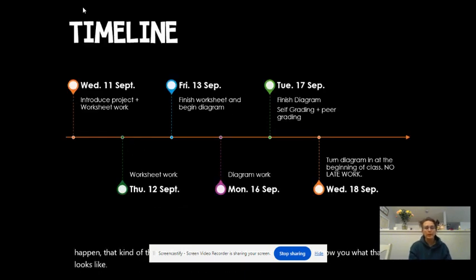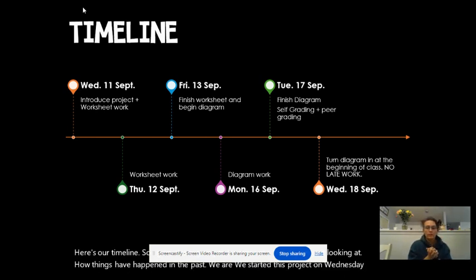Here's our timeline. So again, this is going to be more of a 5 day project, looking at how things have happened in the past. We started this project on Wednesday, 9/11, and that's where we introduced the project and got our worksheet work done. A little bit of work on your worksheet. Then on Thursday, we are working on our worksheet again.